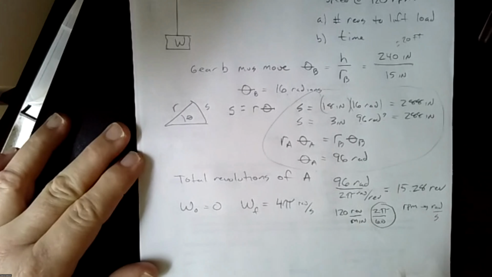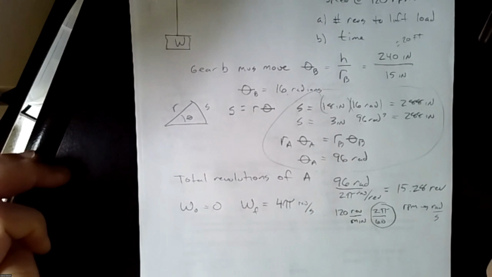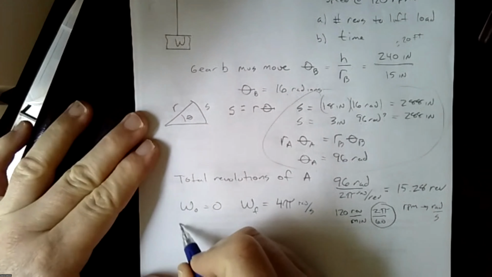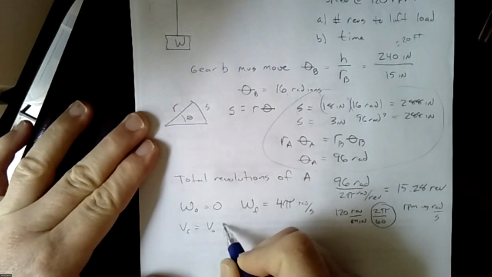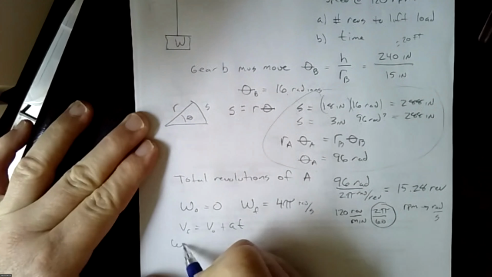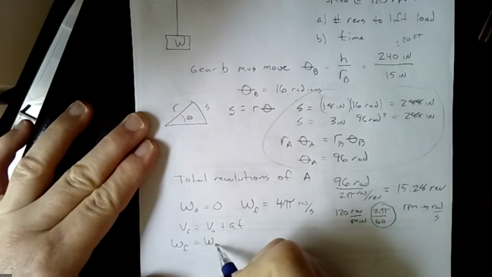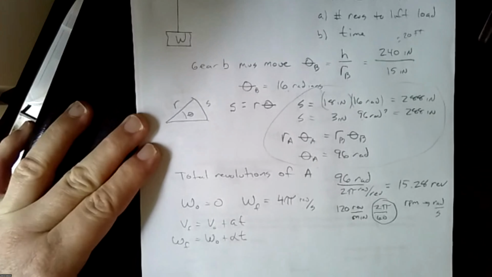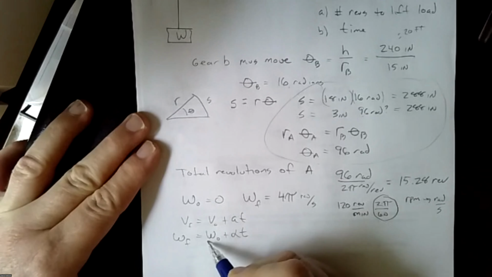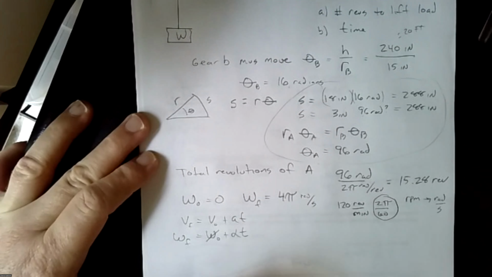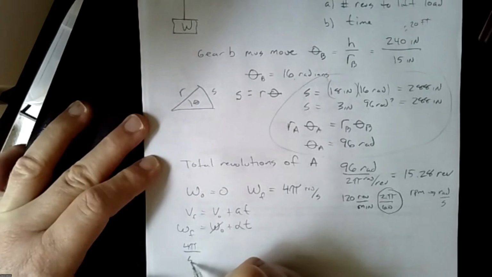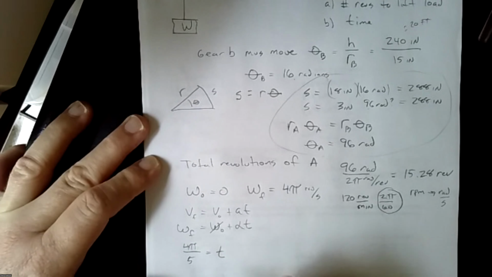Now, I know I haven't mentioned them yet, but the kinematic equations are the same, and you should remember those from physics. If not, just like V final equals V naught plus AT, omega final equals omega naught plus alpha T. So omega naught is 0, and we know it's going to be 4 pi divided by 5 seconds, which gives us our time.